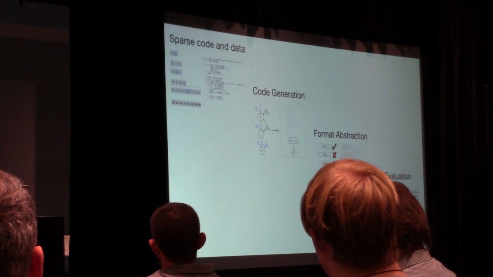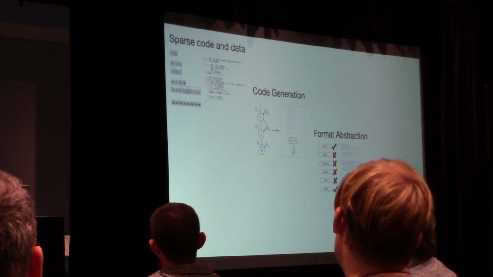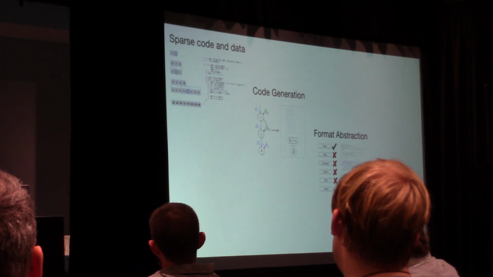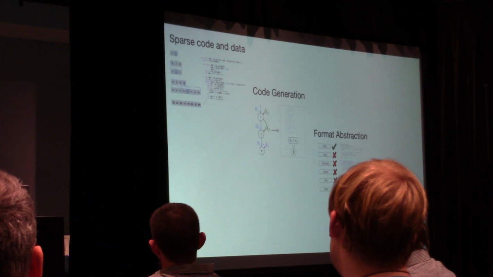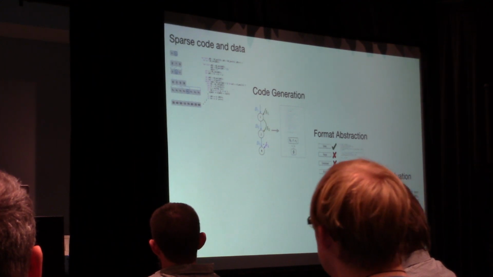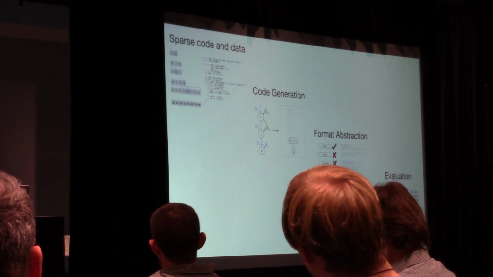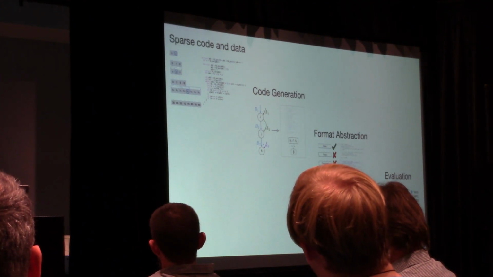Then I will talk a little bit about code generation. How do you get code that runs very efficiently through these data structures, without doing unnecessary computations or visiting unnecessary nodes? Then I will talk about format abstractions. I showed you there are many different formats to represent these tensors, and I will talk about how to deal with this complexity of formats in a code generation environment. And finally, I will finish by evaluating our system.